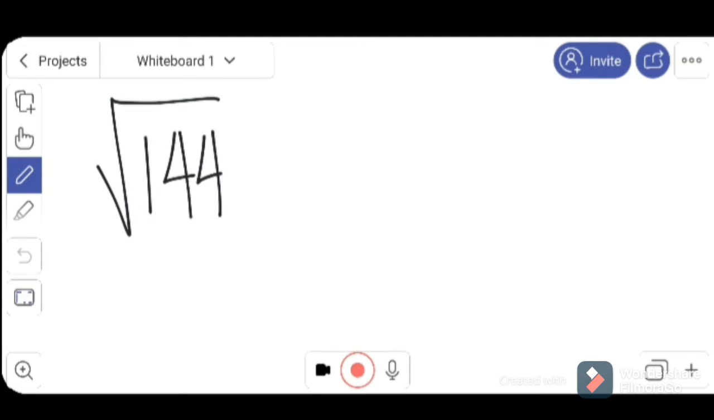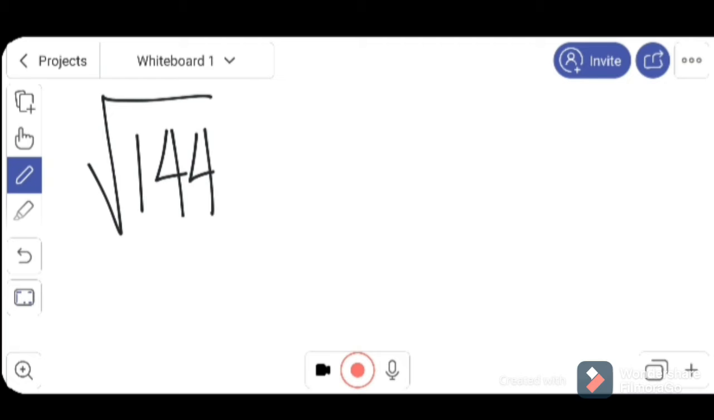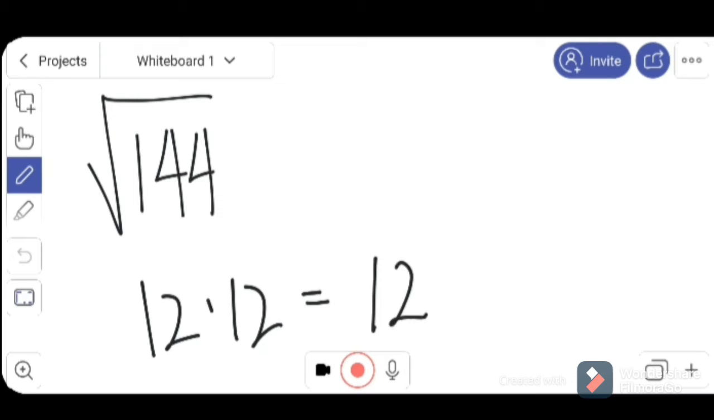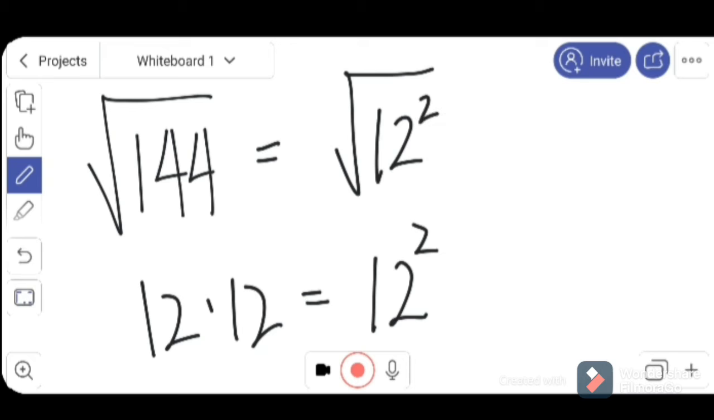So think of a number that when you multiply by itself, the answer is 144. We have 12 times 12. The answer is 144. So we now rewrite this in exponential form as 12 squared. So let's write the square root of 144 is the same as the square root of 12 squared. So the index here is 2. We cancel that, and the answer is 12.